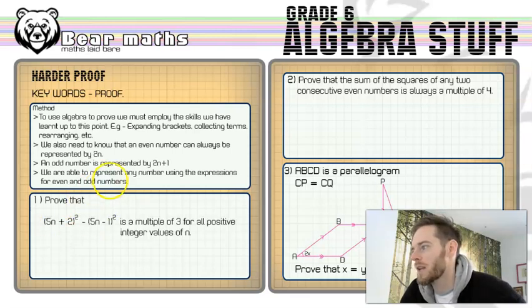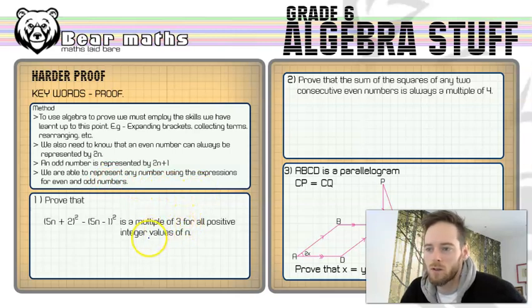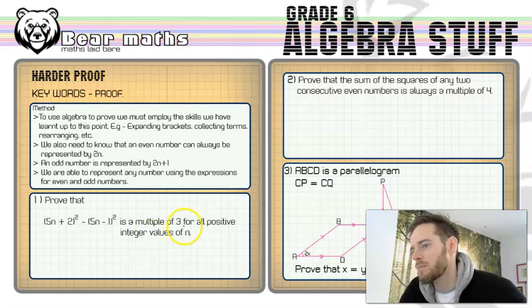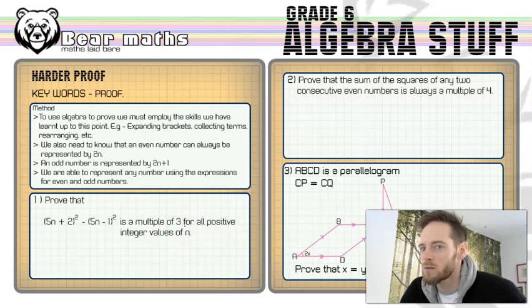So we're able to represent any number using the expressions for even and odd numbers. It can be squares, and you'll see that in question 2. But it all revolves around knowing that an even number is 2n, an odd number is 2n plus 1. Not everybody always uses that, but that's what I go with.